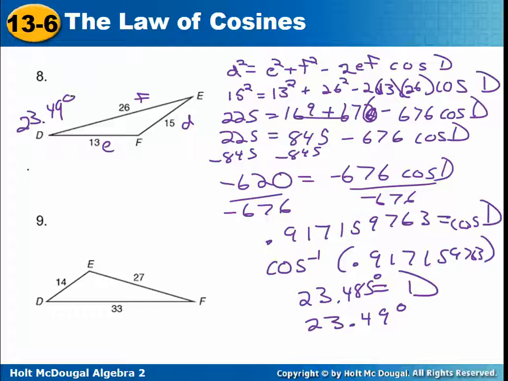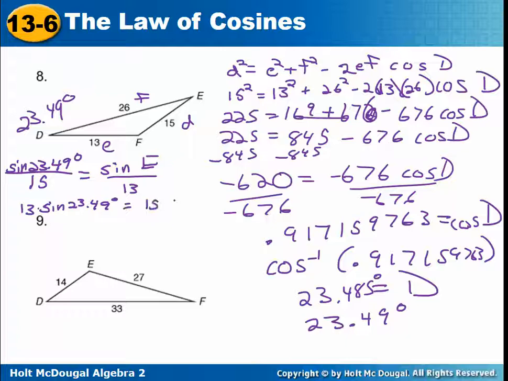So we have one angle right here, 23.49, and I think I would switch to law of sines. I like that better. And I would say that the sine of 23.49 degrees over the side opposite, which is 15, would be equal to the sine of E over side E of 13. And I would cross multiply, cross products are equal, and then I would find angle E that way. And then again, once you know two of the angles, you can just subtract from 180 to find the other one. And you can finish it up.